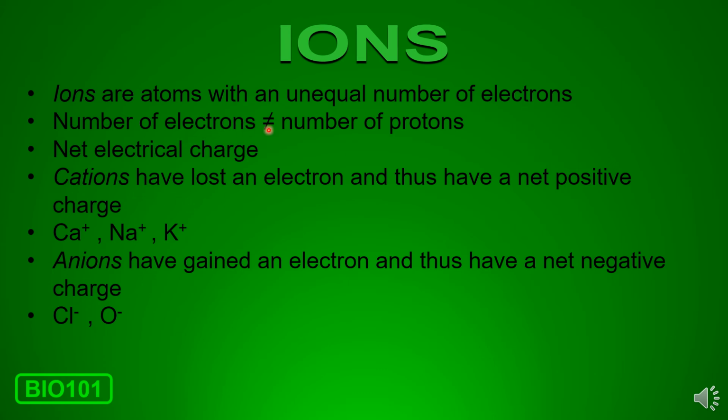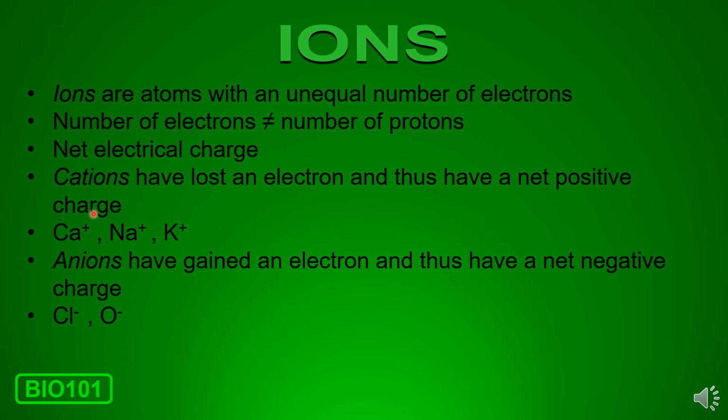Number of electrons does not equal the number of protons. Therefore, an ion has a net electrical charge, either positive or negative. If you have one fewer electrons than you do protons, then we get a positive charge, right? One more plus. If you have one more electron than you do protons, then you have a net negative charge. We give those two things different names.